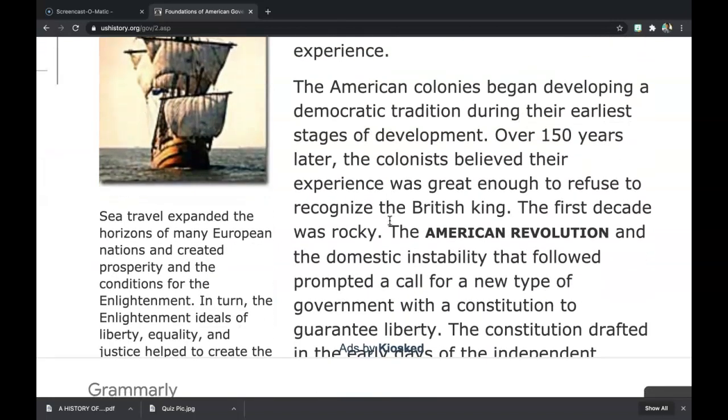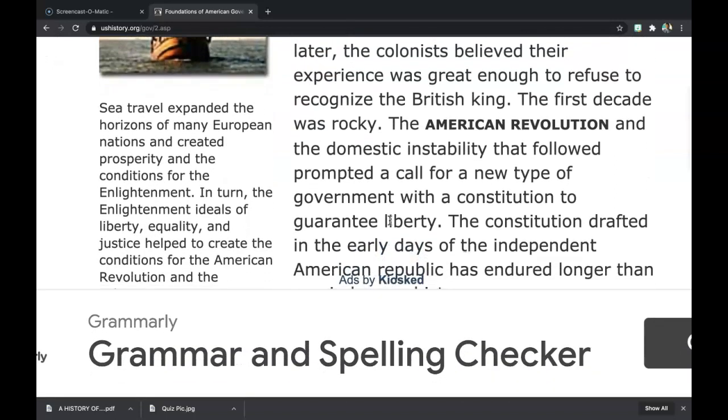The American colonies began developing a democratic tradition during the earliest stages of development. And over 150 years later, the colonists believed their experience was great enough to refuse to recognize the British king. The first decade was rocky.